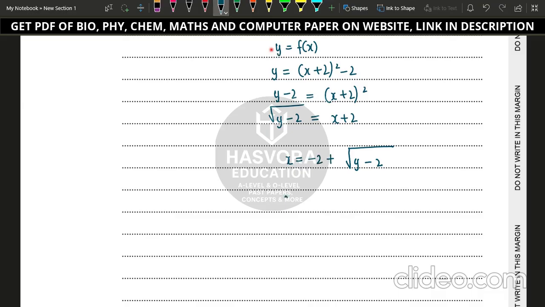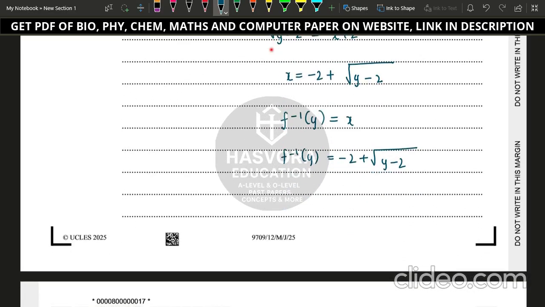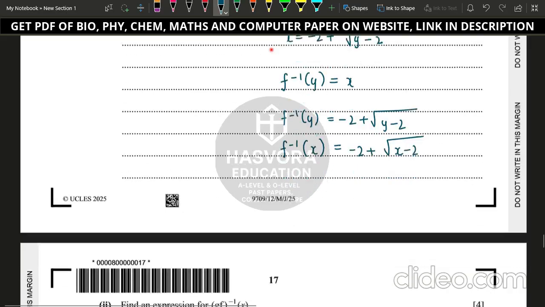Now you should write f inverse of y is equal to x. So f inverse of y is equal to minus 2 plus the root of y minus 2, and now you can just write x instead of y, so it becomes f inverse of x is equal to minus 2 plus the root of x minus 2. Okay, so this will be your answer for f inverse of x.